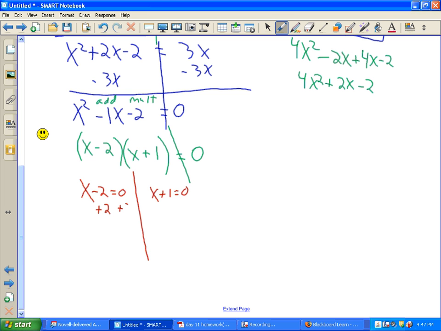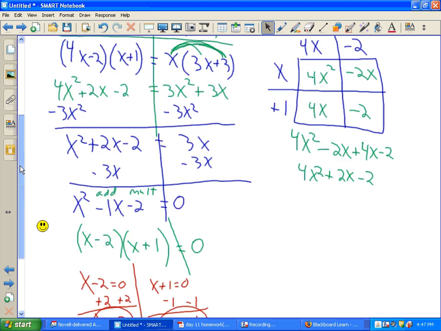I can either write down, I know what the answer is, 2, or you can show your work that you are adding 2 to both sides. For this one, I can write down that I know the answer is negative 1, or you can show your work by subtracting 1 from both sides. We have two answers. The answers are 2 and negative 1.